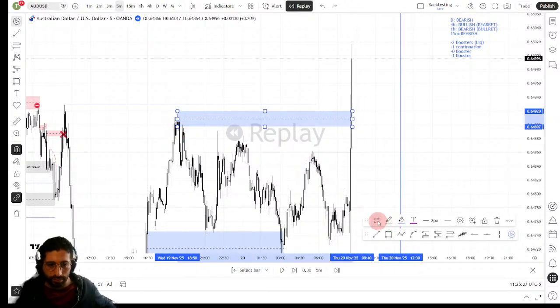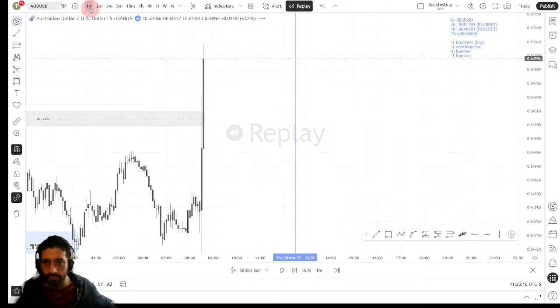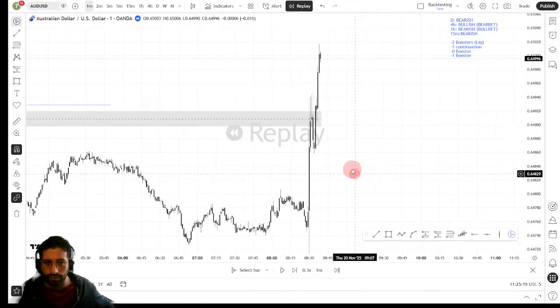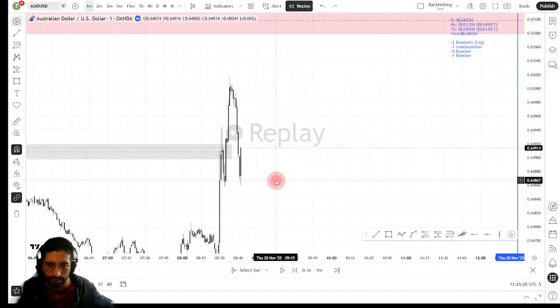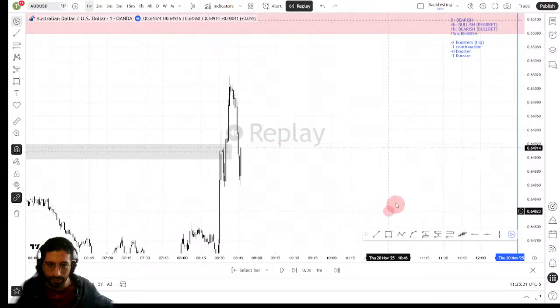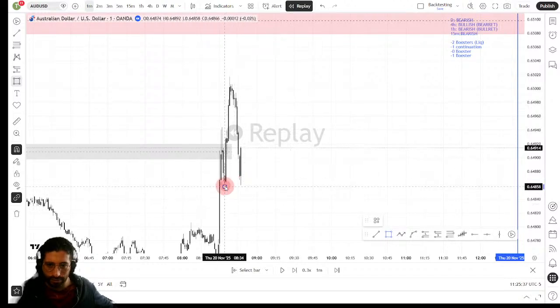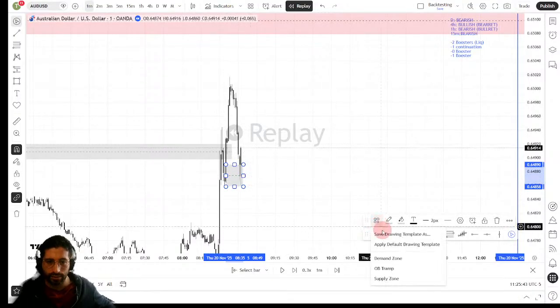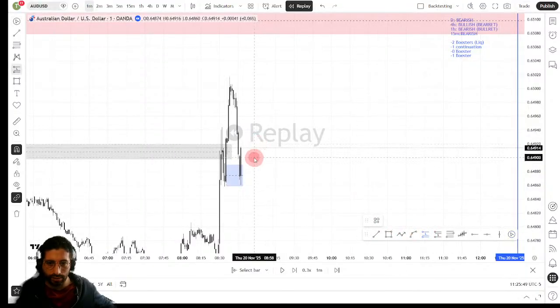But let me check one thing here, because in this point of reaction, there are possibilities, there are opportunities. All right, let me see what happens. All right, so this could be a possible entry point. What I don't like is there is not a lot of liquidity. Demand. Okay, perfect. And now it will be a long order.